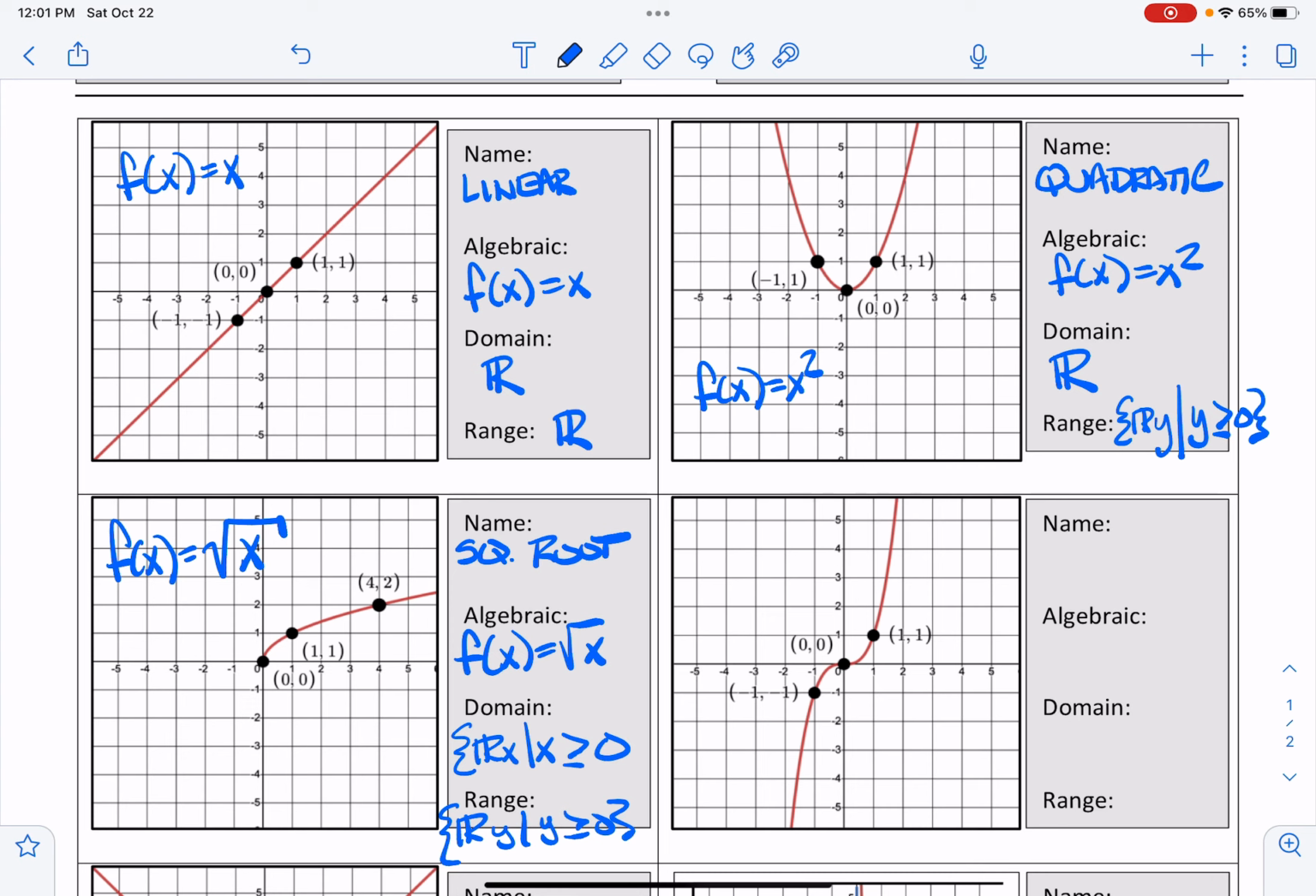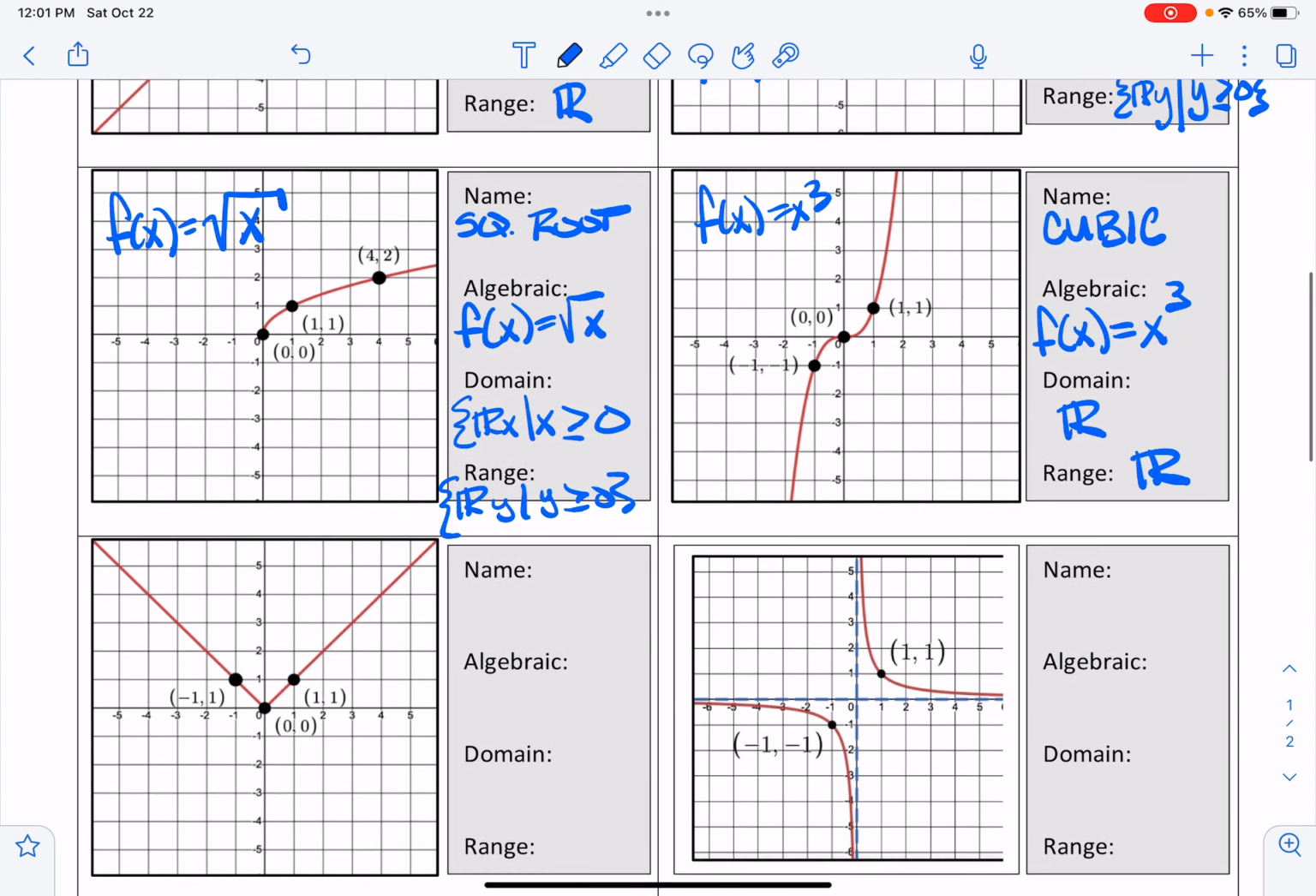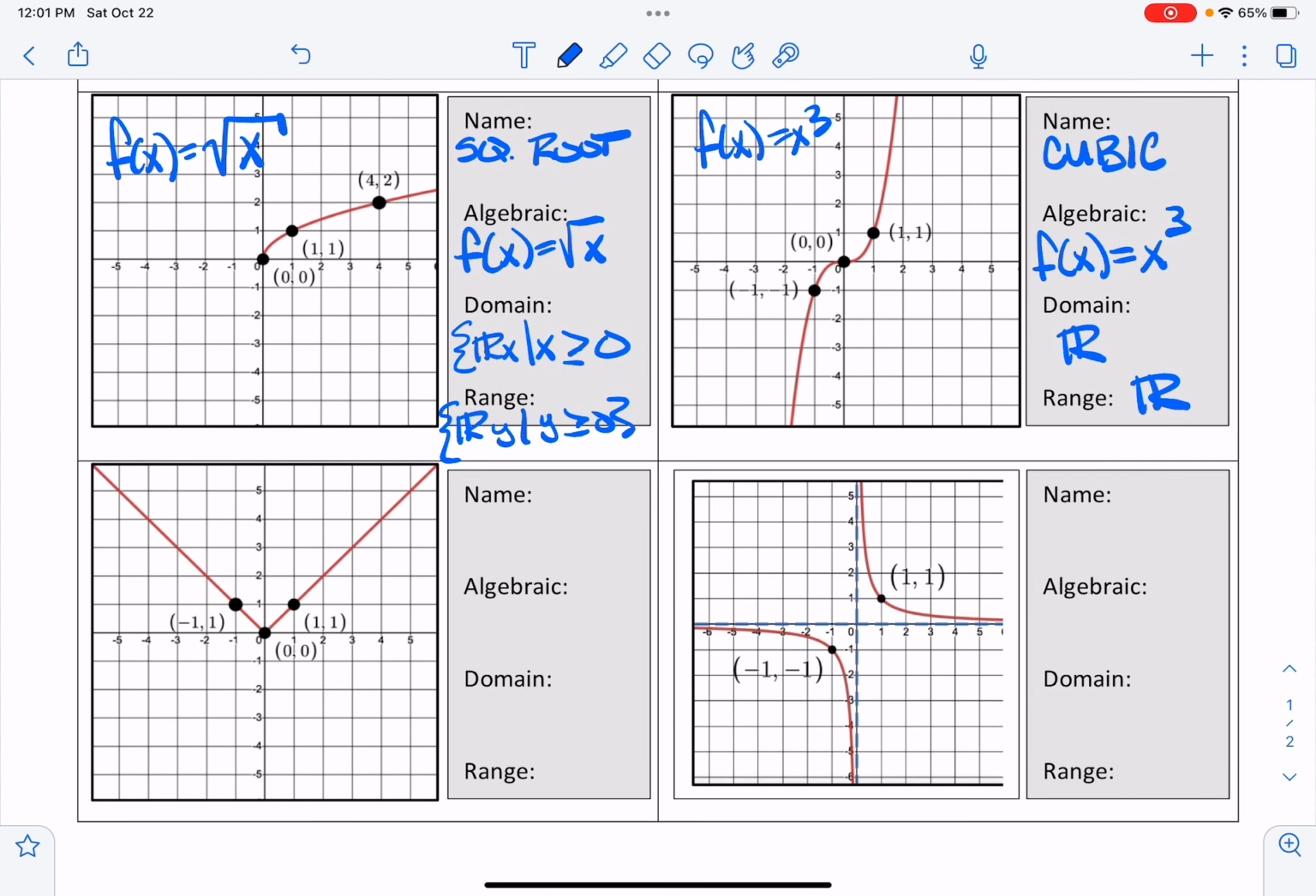Okay, the fourth one here. This is cubic. Let's keep this moving here for you guys. This is cubic, so this is f of x is equal to x cubed. Again, 0 cubed is 0, 1 cubed is 1, -1 cubed is -1. That's how I got those 3 points. So algebraically, f of x is equal to x cubed. That's how we say that one. Domain is all real numbers. Range is also all real numbers. Okay, I'll move that up for you. All right, we've only got 2 more to go.